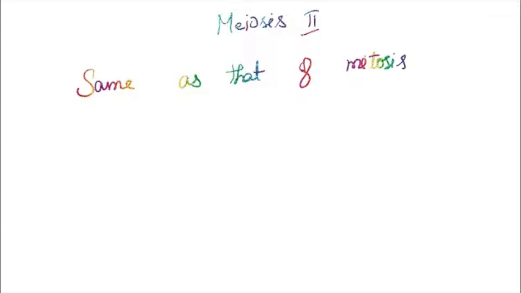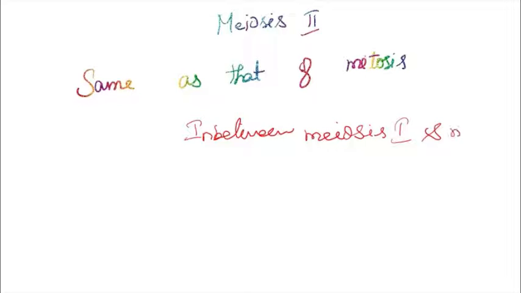So meiosis 2 is the same as that of mitosis only. In between meiosis 1 and meiosis 2, there will be the resting phase that is called interkinesis.